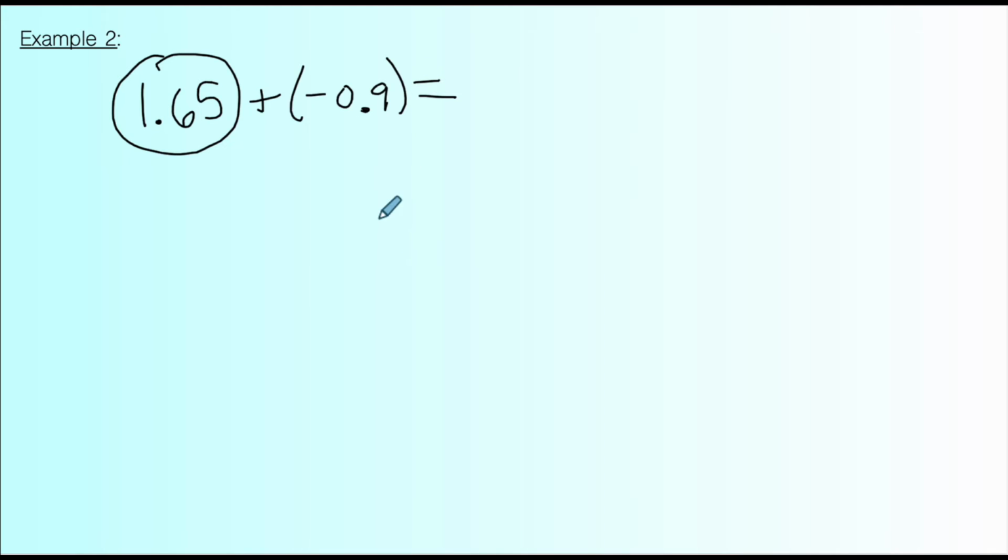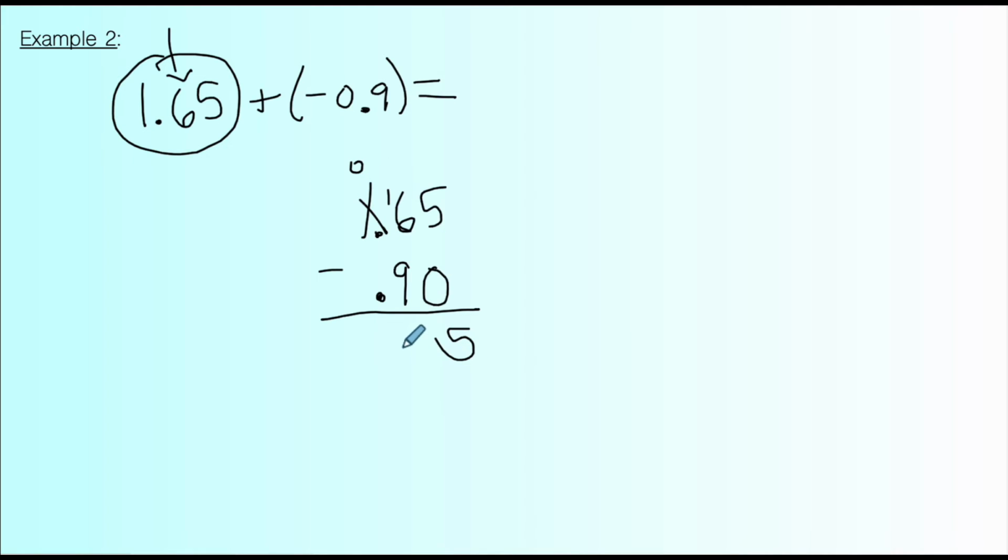And to get the real answer, I need to find the difference between the two. When you subtract decimals, you need to also make sure that your place values are lined up. So the 6 right here is in the tenths place, and I'm going to line this up with the tenths place and subtract. 5 minus 0 is 5. All right, so there's my final answer.